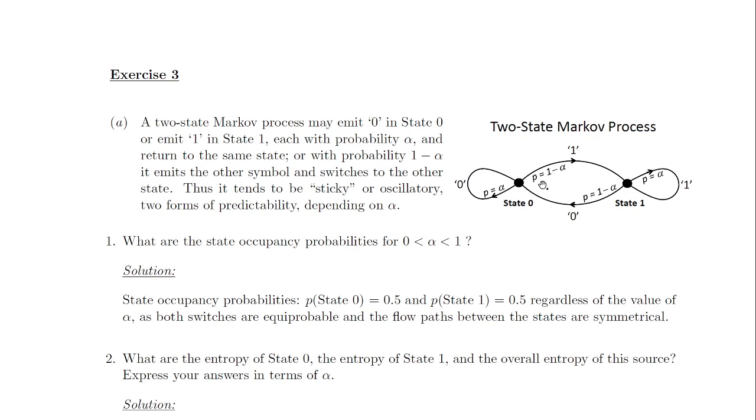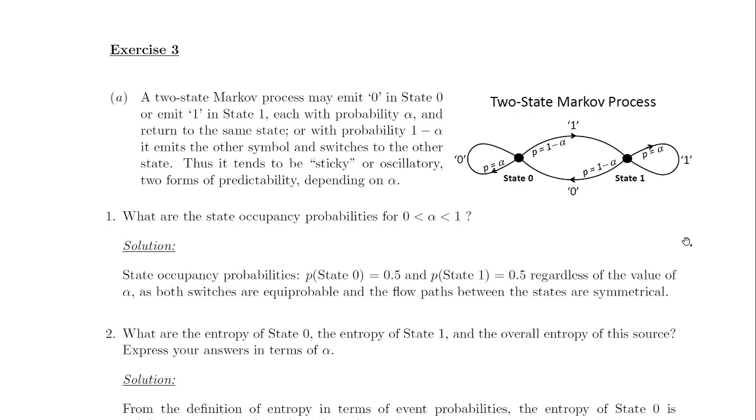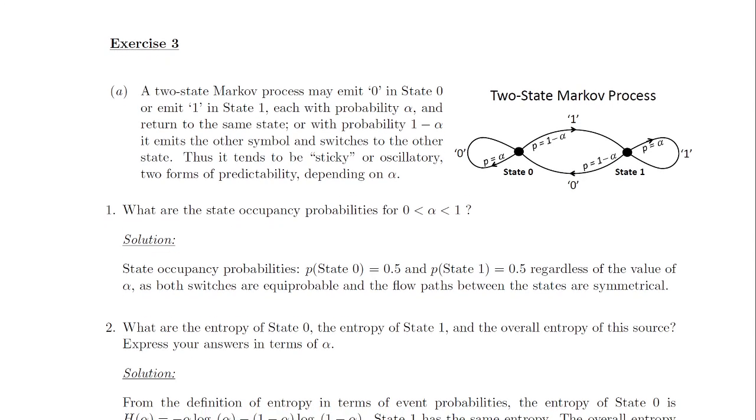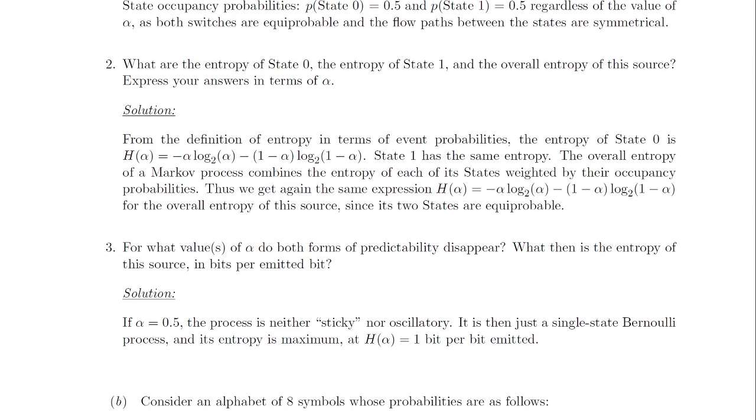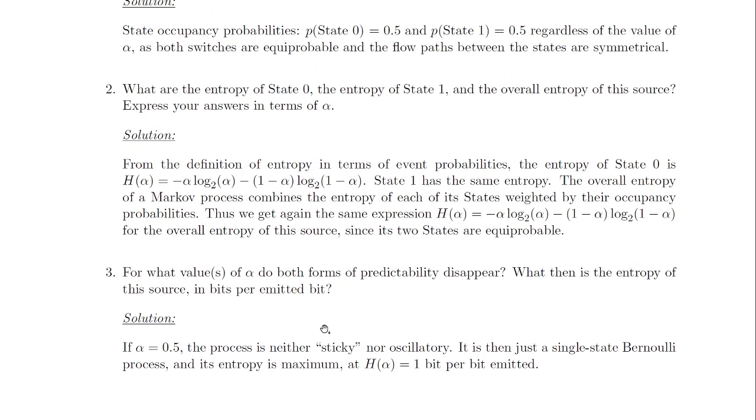But those are both forms of predictability. Being stuck in one state is a form of predictability, and oscillating back and forth is another form of predictability. And as you know, predictability reduces entropy. And that's why we have this U-shaped curve for the entropy as a function of alpha, whether it's extremely stuck or extremely oscillatory.